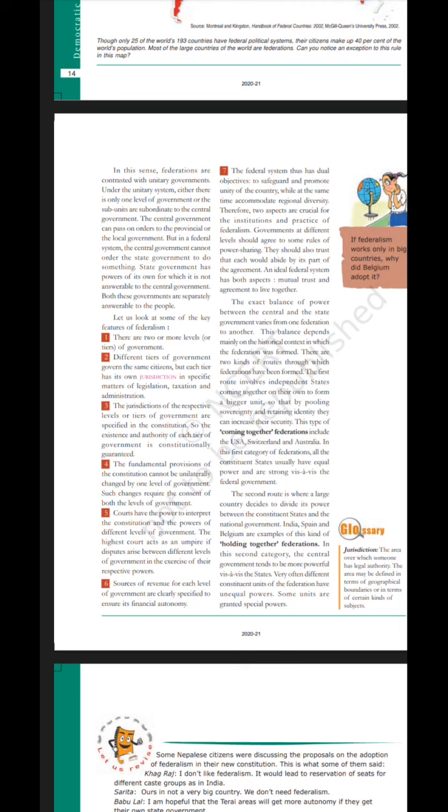If federalism works only in big countries, why did Belgium adopt it? The exact balance of power between the central and the state government varies from one federation to another. This balance depends mainly on the historic context in which the federation was formed. There are two kinds of routes through which federations have been formed.